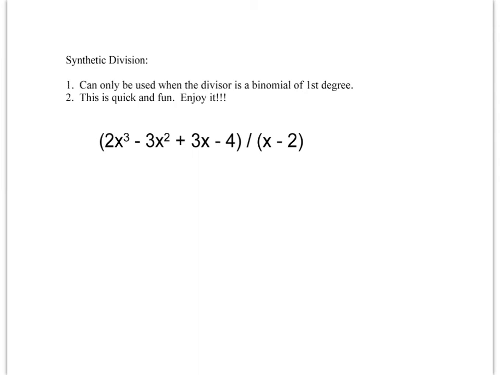What we're going to do is take our divisor, which is x minus 2, and take the constant part of my divisor. So if I have x minus a, I'm going to take a. In this case, a is 2, so I'm going to write the 2 outside of my wall. I no longer build a house, I just build a wall. Then I take the coefficients of my dividend and just write them out: 2, negative 3, 3, negative 4.